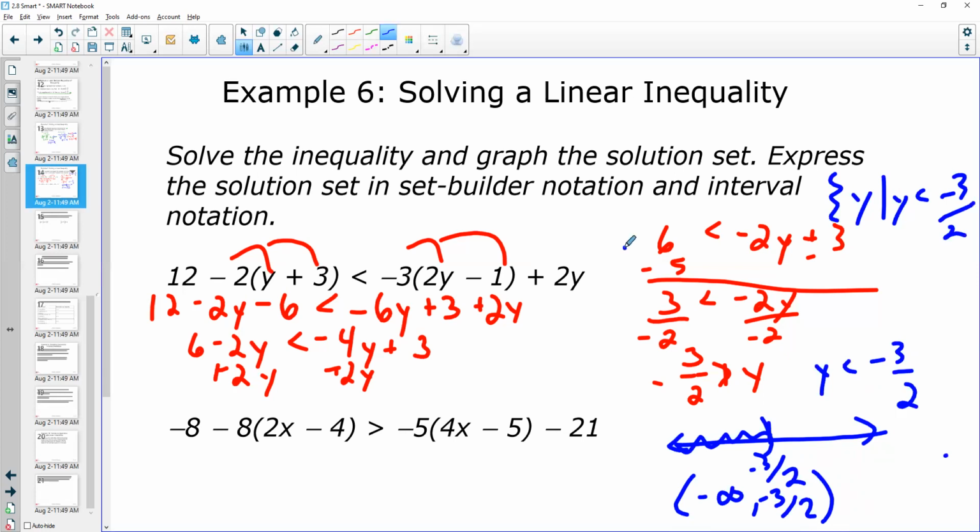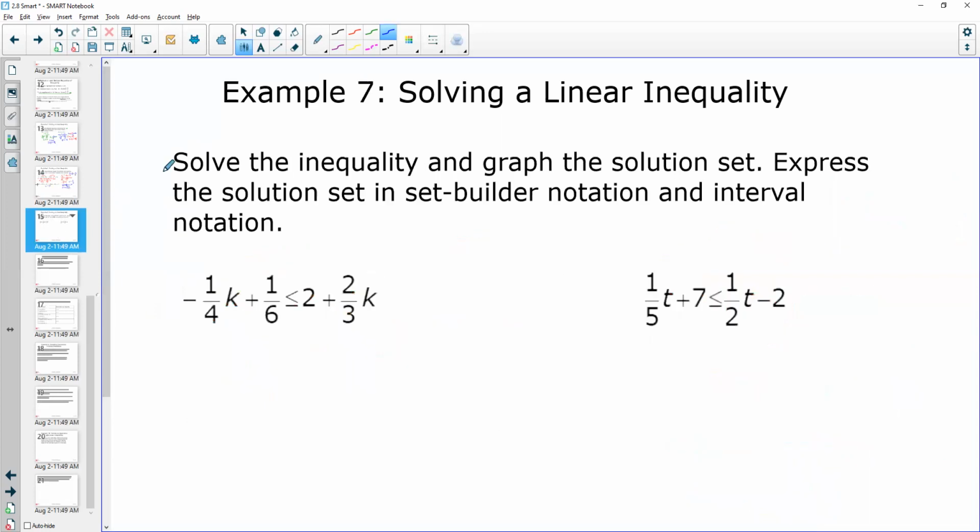Okay. You try the second one. See if you can get it to work. My little menu came up over my screen, there it goes. Okay, the answer to the next one is x is greater than 5. You should be able to draw that, put it in set builder notation, and put it in interval notation. If you get stuck and you're not sure what to do, come into the discussion and ask about this one.